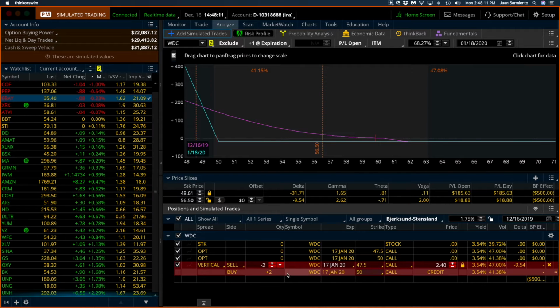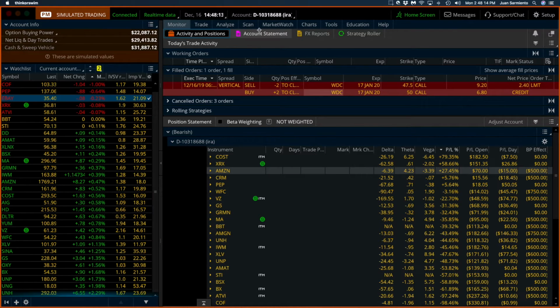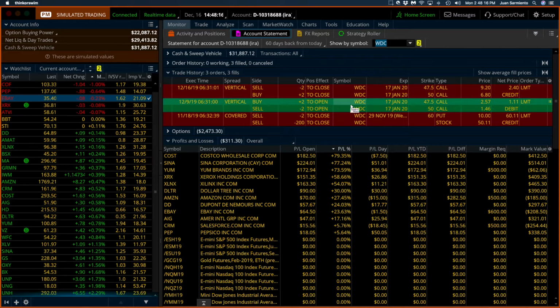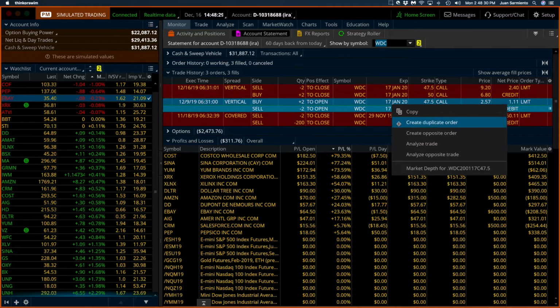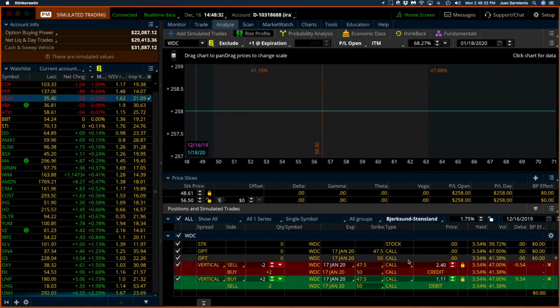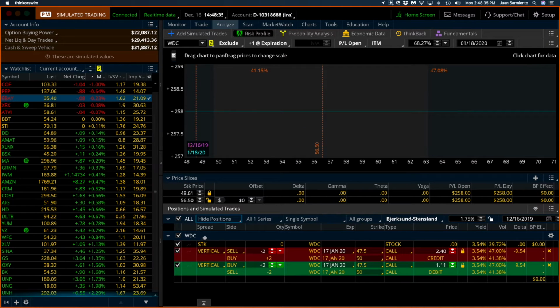If you want to see the trade, go to the monitor tab, account statement, and here it is. You have a vertical and the closing. So you see it says to open. So it was a vertical call, bullish call spread. Analyze that and then the close. All right. And then you see what your profit was, $258. Great. That's about the best we can hope for, close to $300. Okay. All right, let's move on.